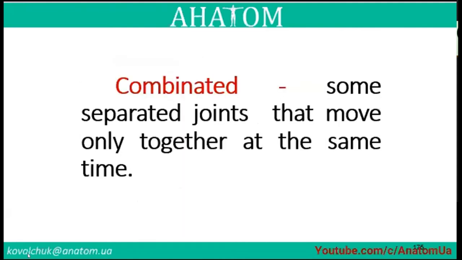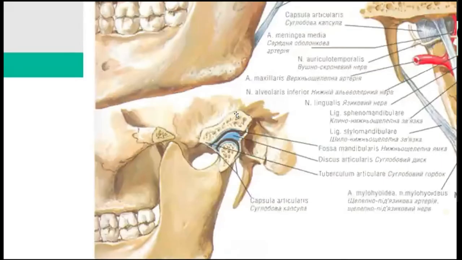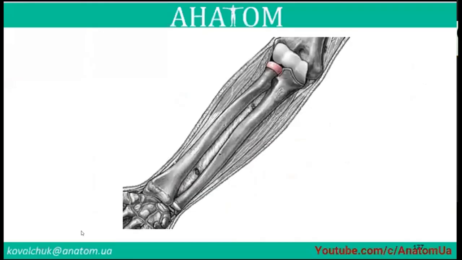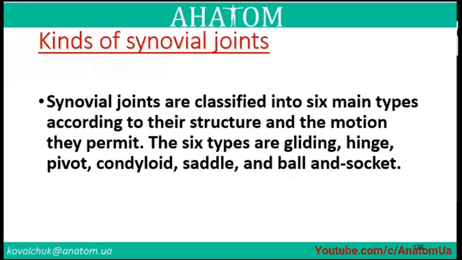And combinated joints are some separated joints that move only together at the same time. For example, the temporomandibular joints, when moving to the right or to the left, and the proximal and distal radioulnar joints, which move at one time together.